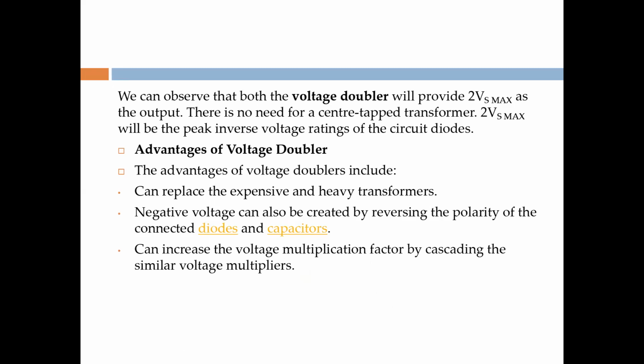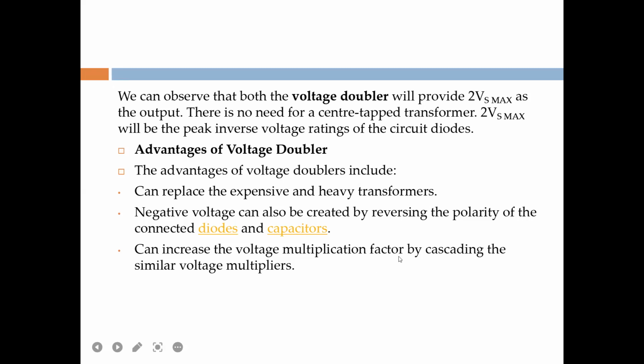Now, what are the advantages of the voltage doubler circuit? The advantage is that it can replace the expensive and heavy transformer. What type of transformer is used to increase the voltage level? You know, step down and step up. In a step down transformer the output voltage is less than the input voltage, but in a step up transformer the output voltage is more than the input voltage. It can be replaced by a voltage doubler circuit.